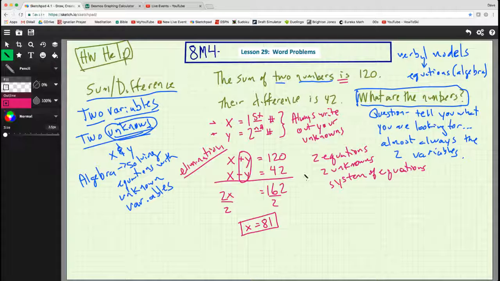Wow, awesome. Now I got my first unknown, and so that's my x. This is 81. We'll put it right here, 81. So my second one is y, so I know that if I plug it into either equation, I can find out what my y is. So 81, which is my x, plus y equals 120. And so my y, if I solve that, is 39.